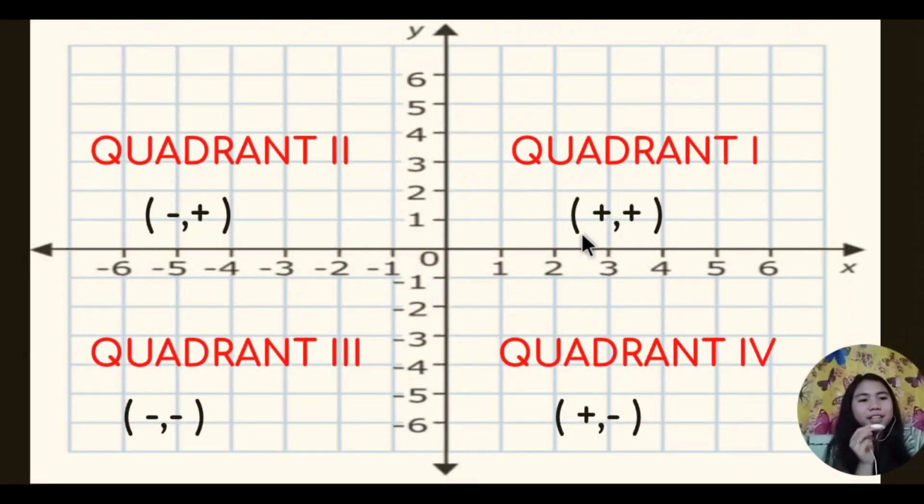So, our quadrant 1 is both positive, quadrant 2 is negative and positive, quadrant 3 is both negative, and quadrant 4 is positive and negative. So, our given is positive 2 and positive 4.